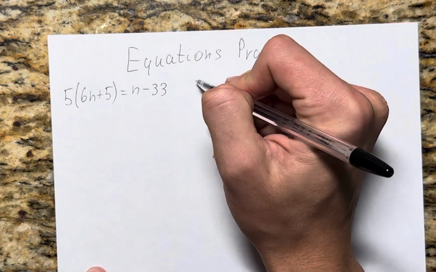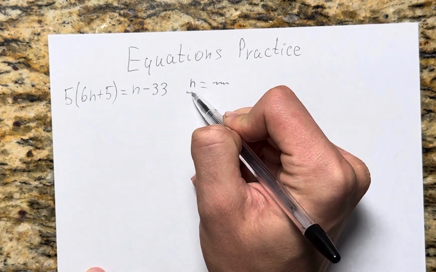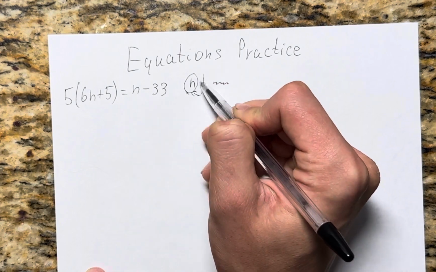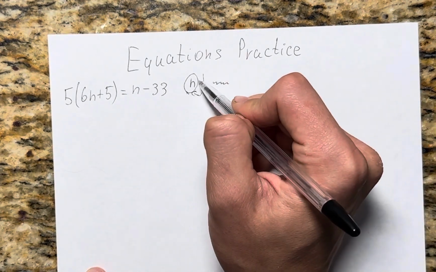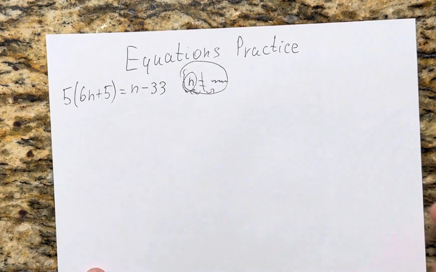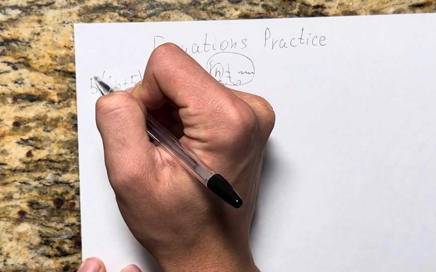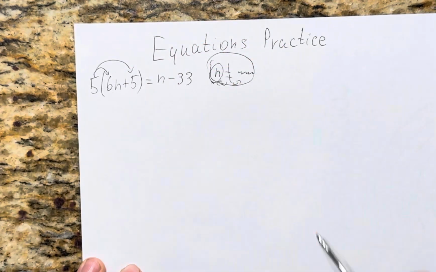Just like this: n equals something. You have to leave the variable by itself on one side. On this side, or maybe on this side, it can be swapped. That's just a general rule. First, we have to multiply each of these by 5.